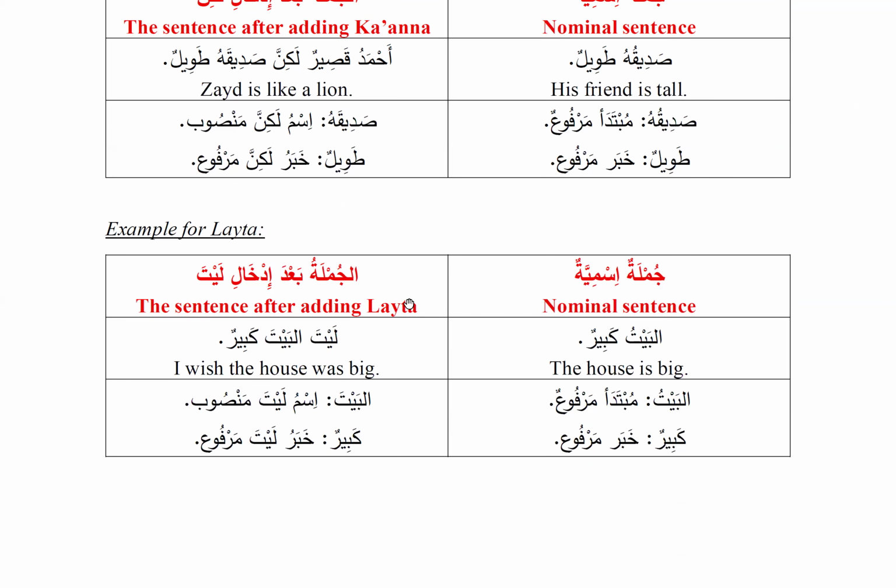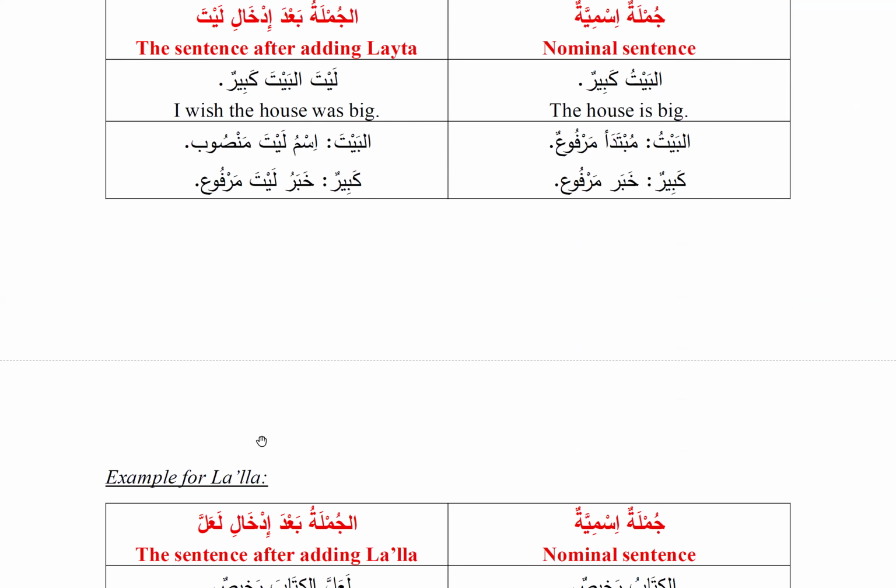Now layta, which is to wish for something that is impossible. Al-baytu kabirun, the house is big. Layta al-bayta kabirun, I wish the house was big. So that is to wish for something that is impossible. Here al-baytu is mubtada marfu'. Al-bayta is ism layta mansoob. Kabirun khabar marfu'. Kabirun is khabar layta marfu'.